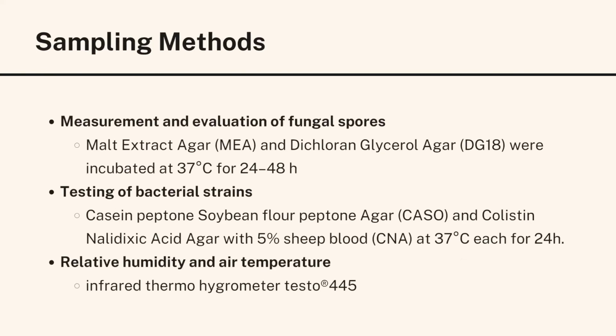For measurements and evaluations of the fungal spores, malt extract agar, or MEA, and dichloroglycerol agar, DG18, were incubated at 37 degrees Celsius for 24 to 48 hours. Testing of the bacterial strains was carried out using casein peptone soybean flour peptone agar, or CASO, and columbia nalidixic acid agar with 5% sheep blood, or CNA, at 37 degrees Celsius each for 24 hours. The relative humidity and air temperature were measured with the infrared thermohygrometer Testo 445 while conducting the test series in the chamber.